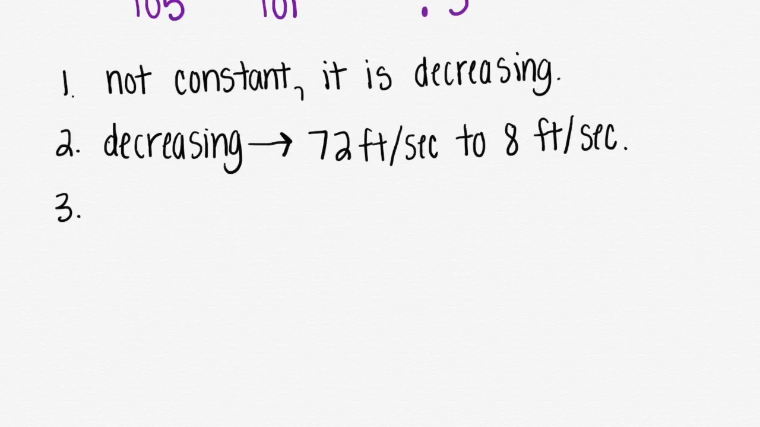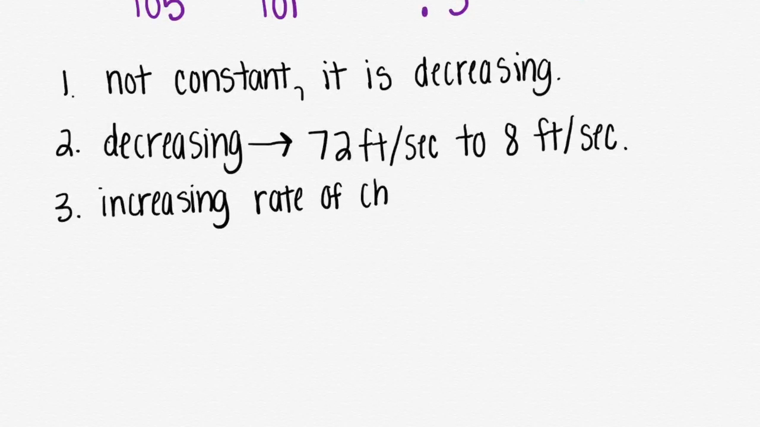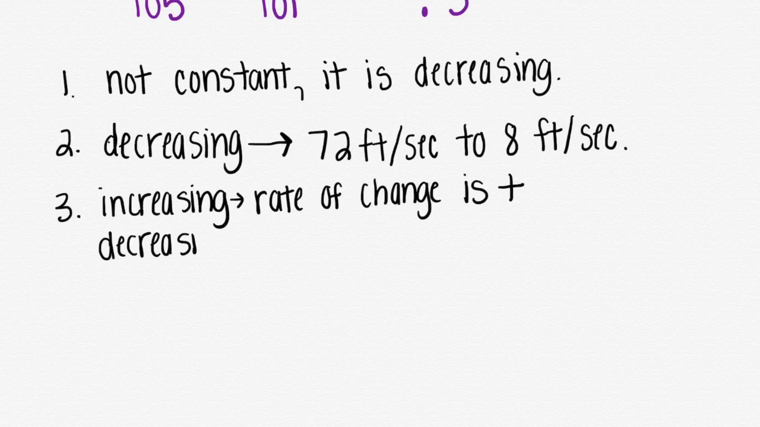Number 3 asks, what do you notice about the average rate of change when the function is increasing and when the function is decreasing? Well, it's pretty simple. When it was increasing, you should notice that the rate of change is positive. And so the converse of that is true. When it is decreasing, the rate of change is negative.